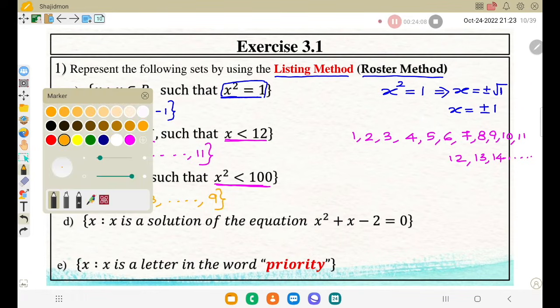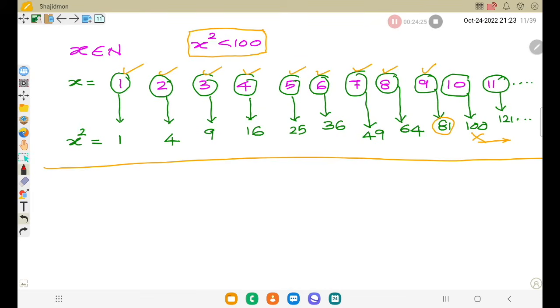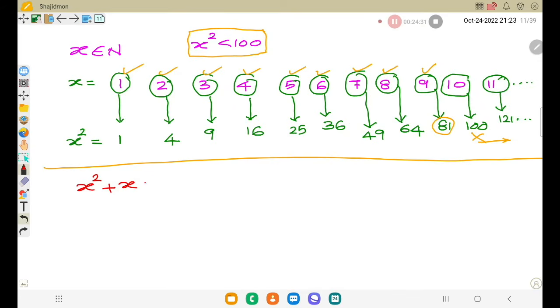Now next one, we will do the next question. Set of all x such that x is a solution of the equation x power 2 plus x minus 2 equal to 0. So what are the solutions of this equation? What is the equation here? x power 2 plus x minus 2 equal to 0.